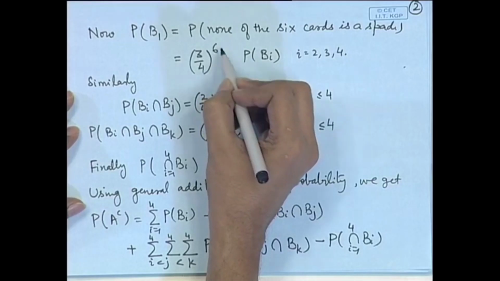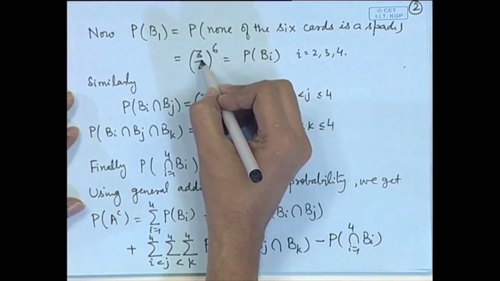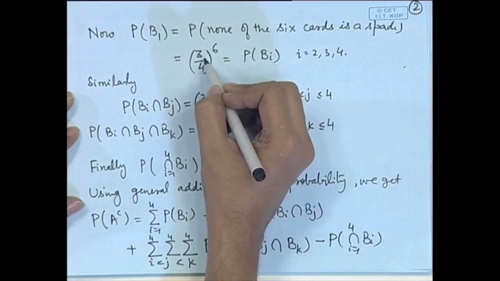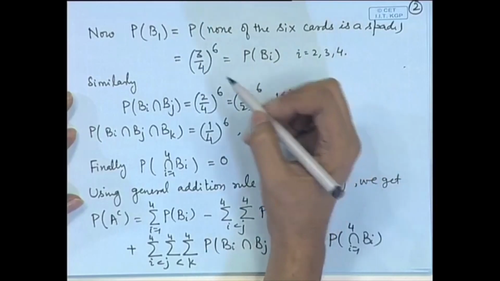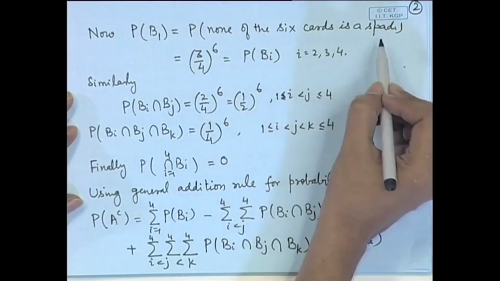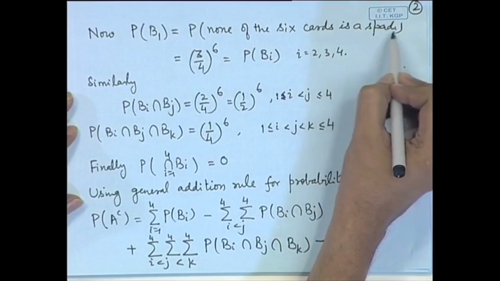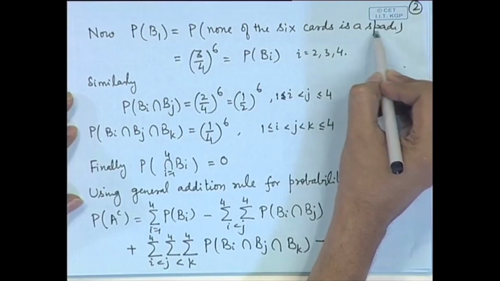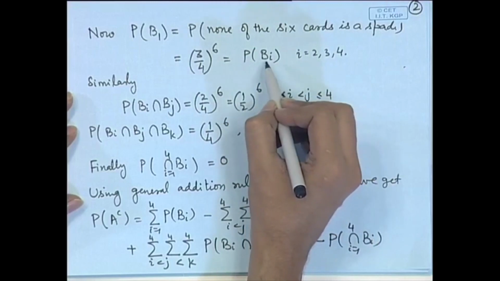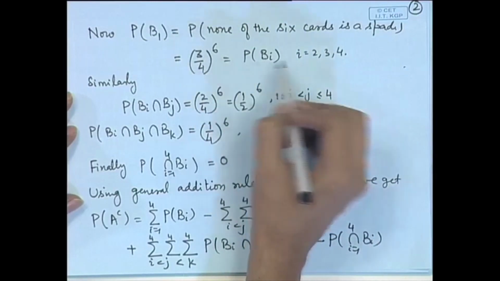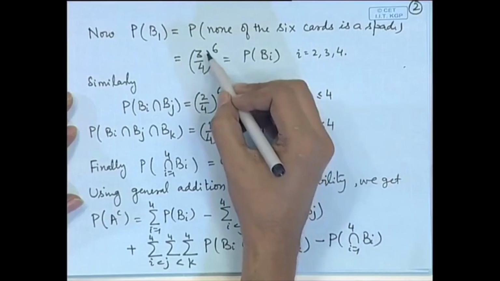So, every time there are 52 cards, and the probabilities will simply be multiplied. It will be 3 by 4 into 3 by 4, 6 times, that means it becomes 3 by 4 to the power 6. Now, if you notice, if we replace the word spade by club or heart or diamond, the argument remains the same. Therefore, probability of B_i for i equal to 1, 2, 3, 4 is 3 by 4 to the power 6.